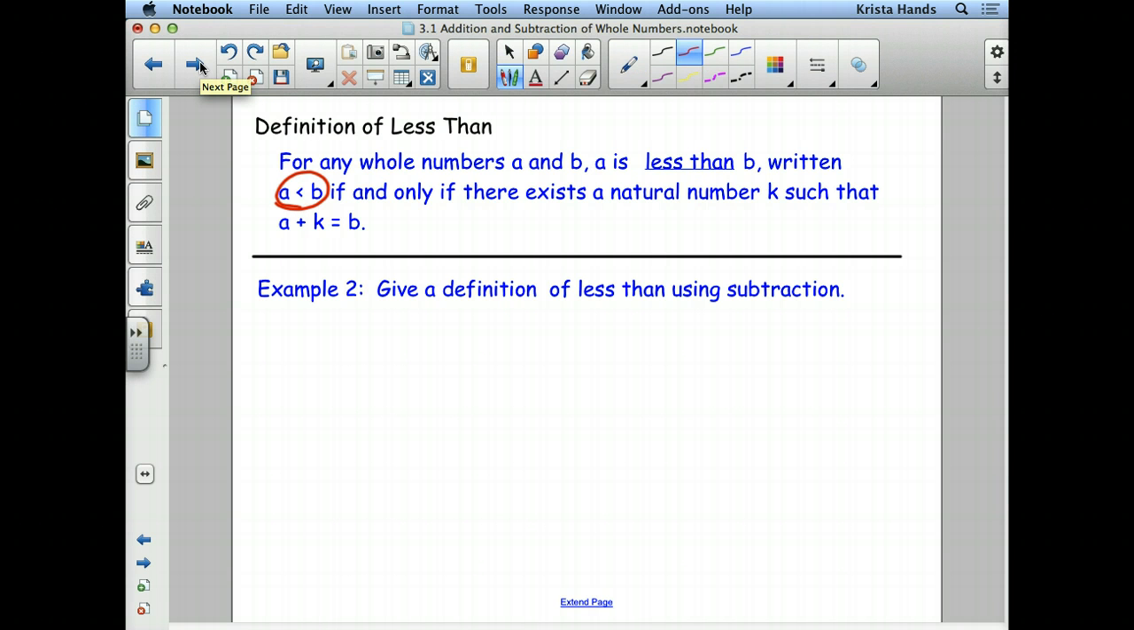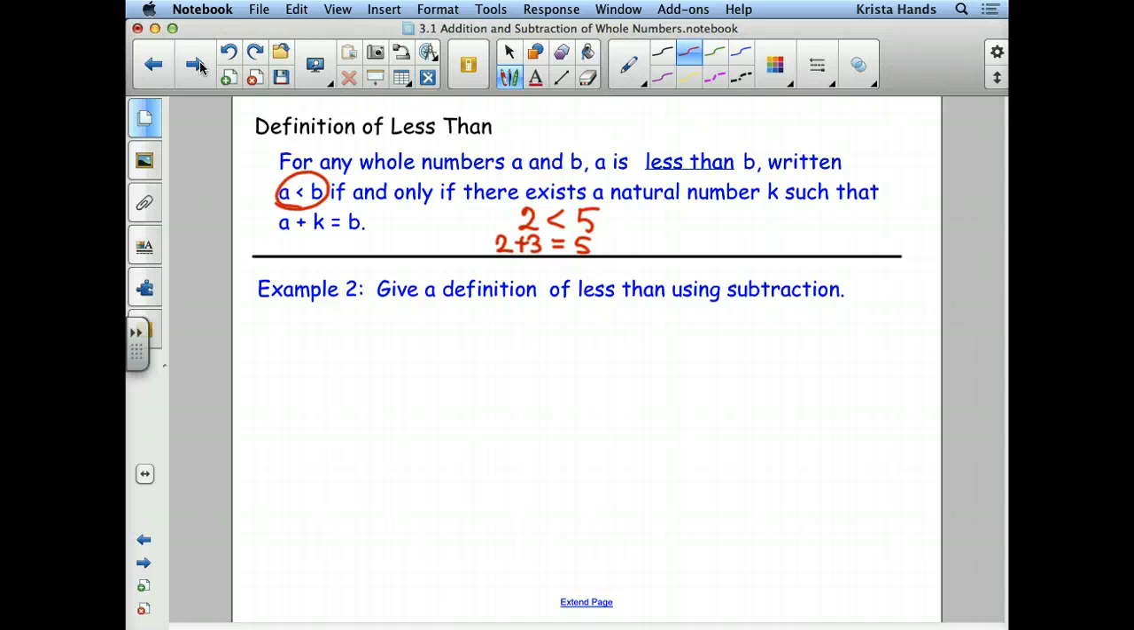If and only if there exists a natural number k such that A plus k equals B. Now, you know this, even if it looks like a strange way to define it. All this is saying is that the reason 2 is less than 5 is because I could add the number 3 to 2 and actually make it equal 5. That's all that definition is saying.